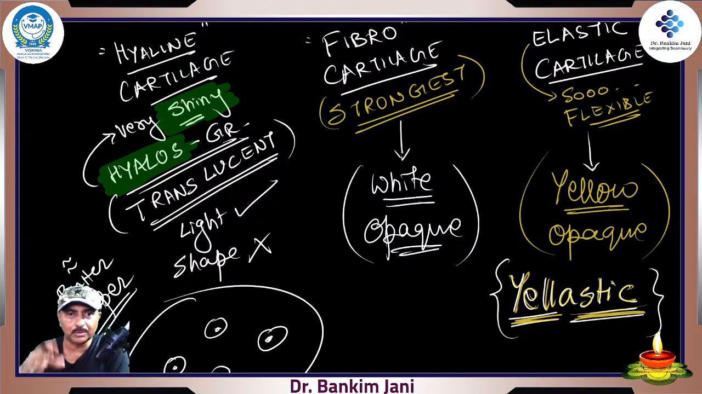So no need to remember anything special for that: fibro is white, right? You people are creative, the way you gave some name to that coracoid process, like Safed Kaua, white crow. So similarly, you can say it is like white gunda, you know? So white fibro. Okay.